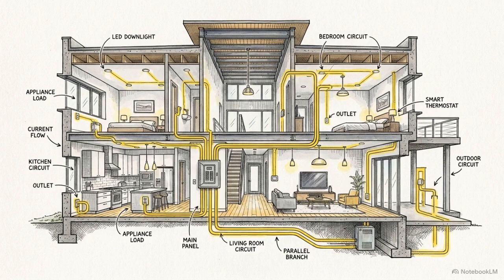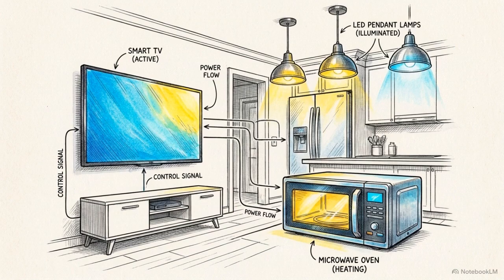This behavior is exactly why modern electronics and household grids rely on parallel wiring. You can activate a TV, a microwave, and your lights simultaneously, without stacking resistance to the point where the entire system grinds to a halt.